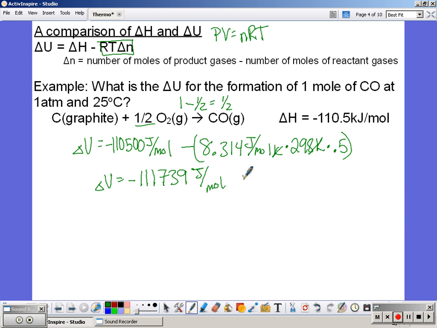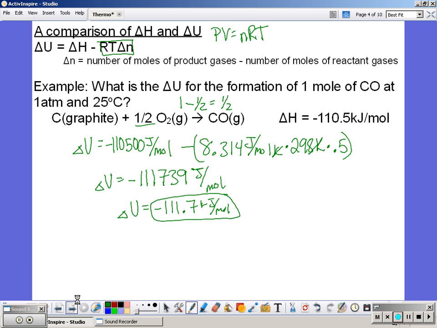Now that's a rather large number of joules, so it would make more sense for us to have that in kilojoules. So back up at the beginning, if I wanted to convert the R value into kilojoules, I could have done that as opposed to converting it to joules.